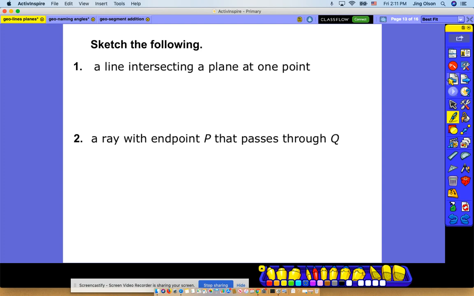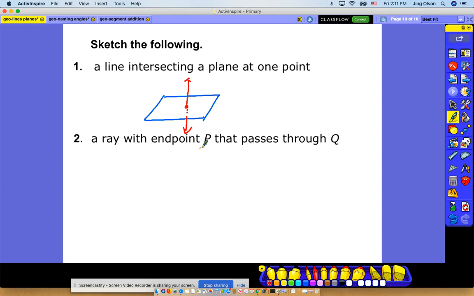So I guess there's one more. A line intersecting a plane at one point. So we have this plane. We have a line intersecting a plane at one point. We have a line going through the plane, intersecting at one point. So that will be the thing, right? It goes through it, intersecting at this point, goes across.